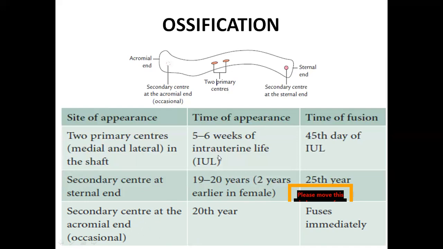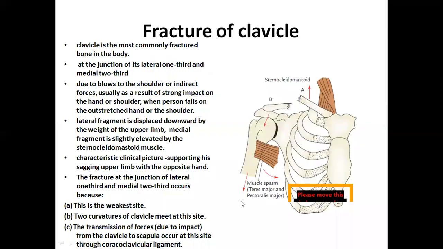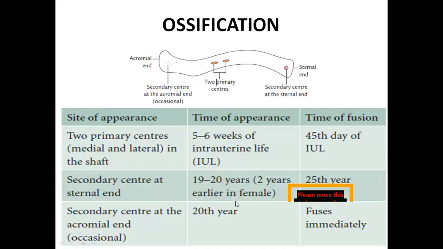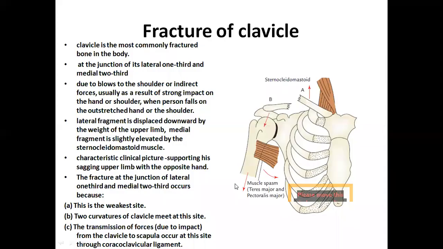The secondary center at the acromial end, you will see it is appearing during the 20th year, and it fuses immediately. Of course, this secondary center for the acromial end is occasional, it is not always present.